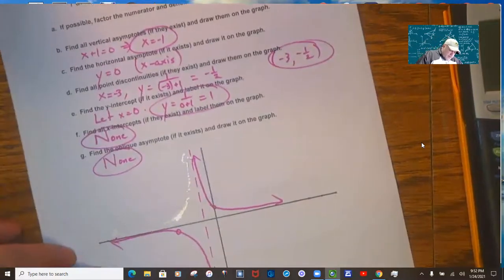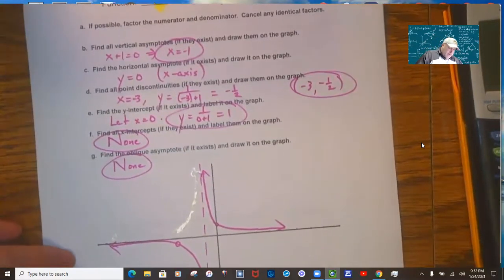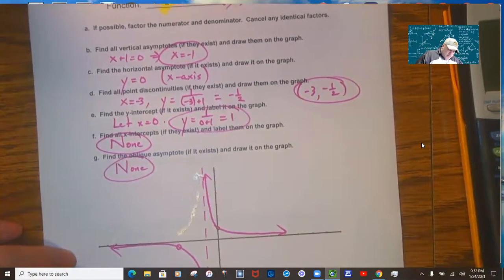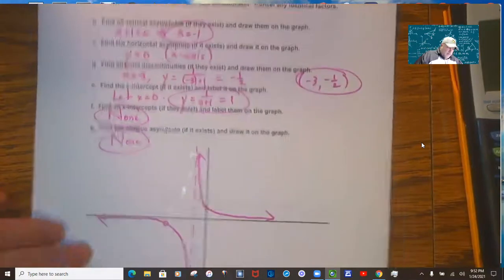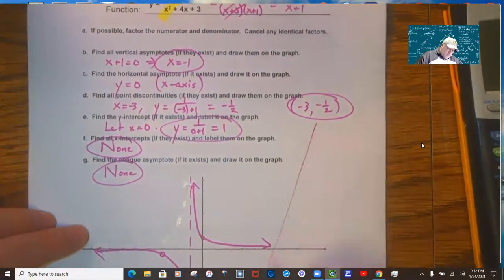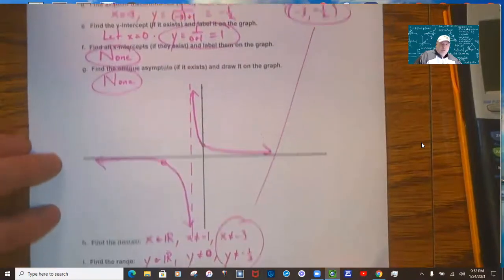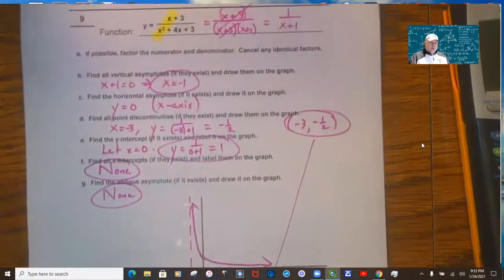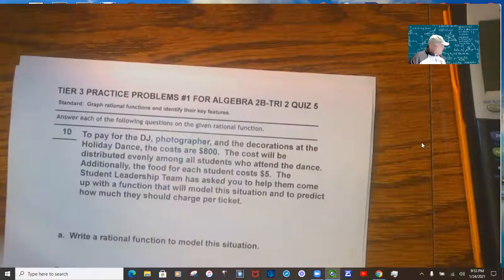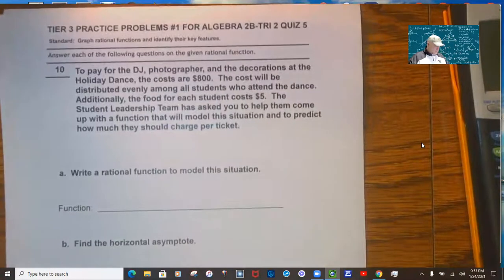So domain, we're going to take out -1 and -3. And then the range, we're going to take out 0. Make sure you take out 0 and -1/2. If it's 0, if it's the x-axis, you still have to do it. Okay, make sure that you see that those are the same. All right, so the next page is new, but it's real easy.